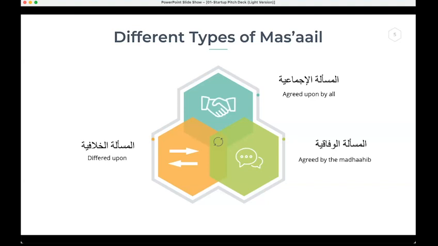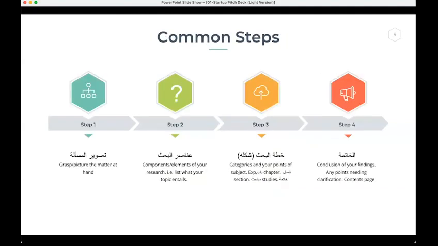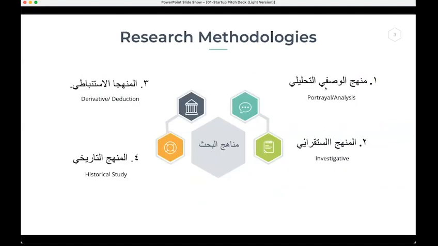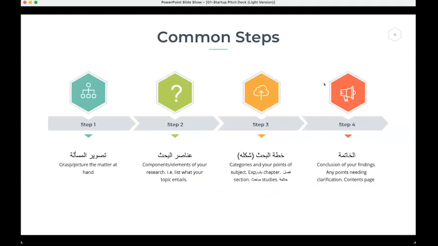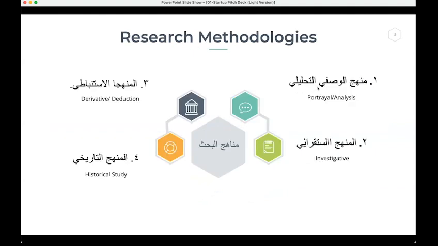So you won't go too far into lughawi, or too far into what the mas'ala entails. Or you can cap it down and say, I'm only going to look at here. For example, I'm going to do wasf al-tahlili, the portrayal type of wasf, which is that I'm just going to present the qawl of Imam Ahmad. I'm not going to do anything else, just like Zad al-Mustaqni.